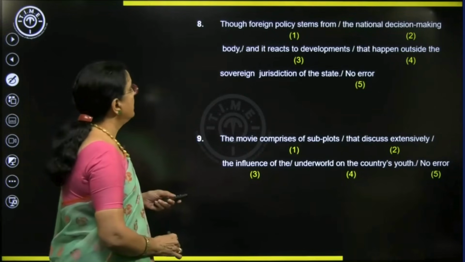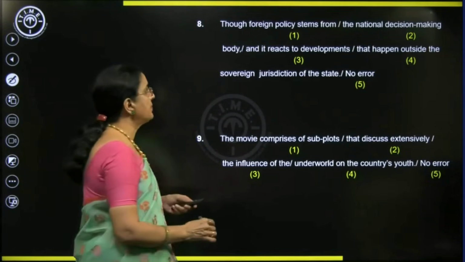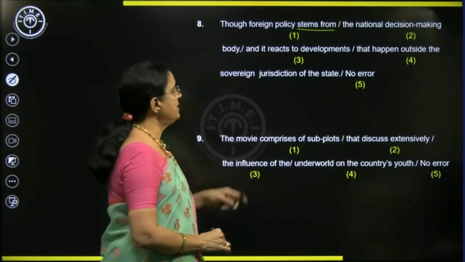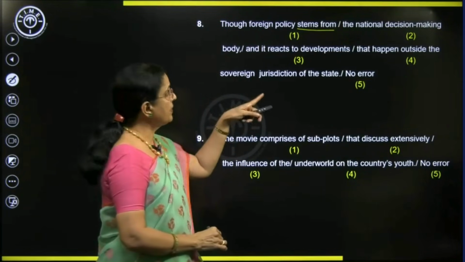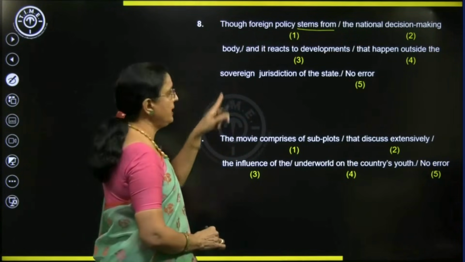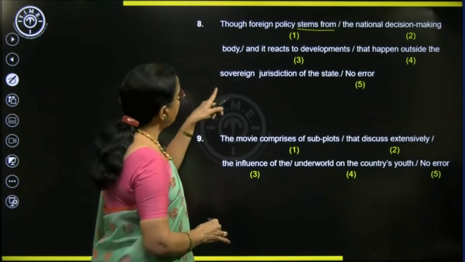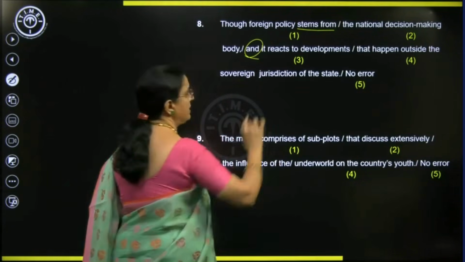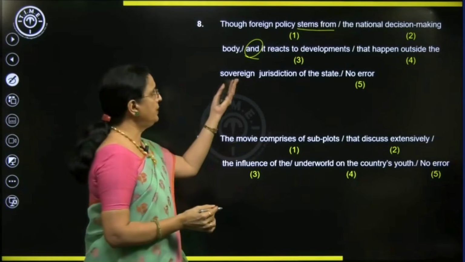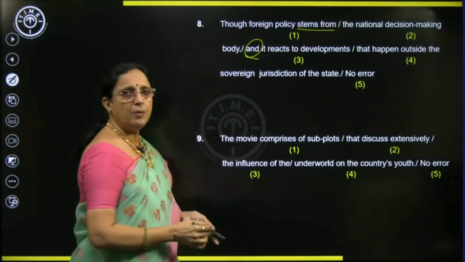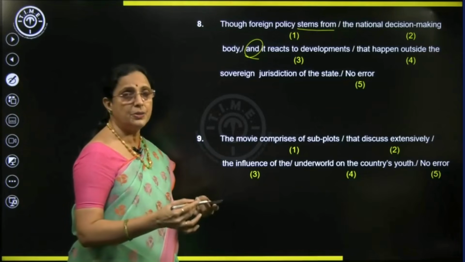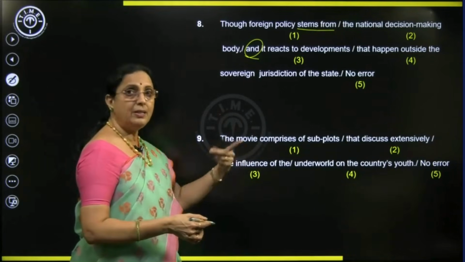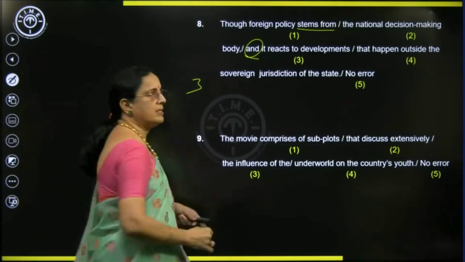Next one. Though foreign policy stems from, originates from. Stems from is correct. That's a correct usage. Verb is correct. Preposition is also correct. It originates from the national decision making body. Correct. And it reacts to developments. Right. There is some clumsiness there. So, without even knowing what is the correction there, you can straight away mark 3 as the answer, because you are not asked to correct the part and rewrite it. So, you can just mark 3 as the answer, as simple as that.